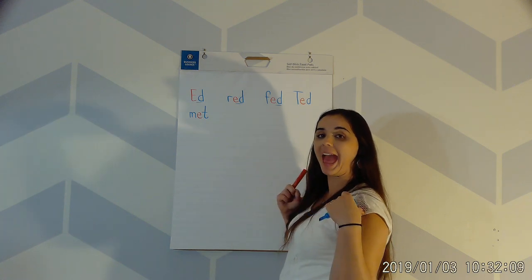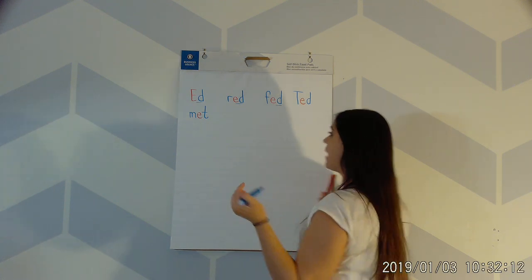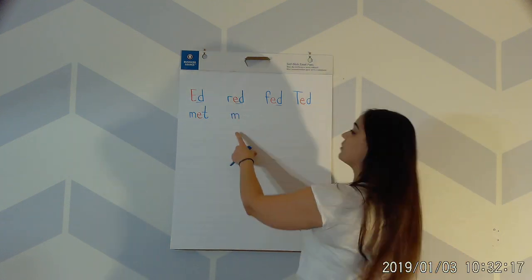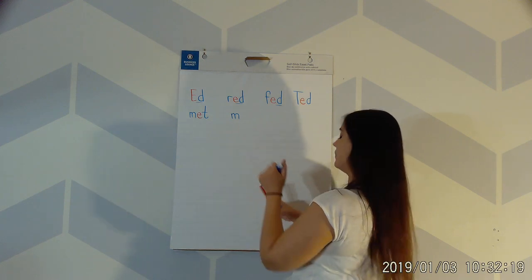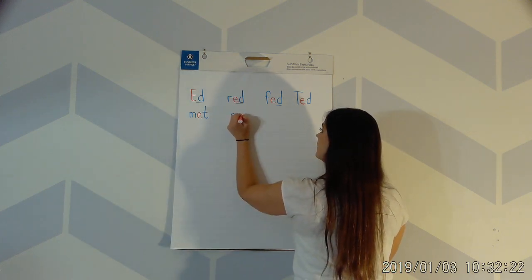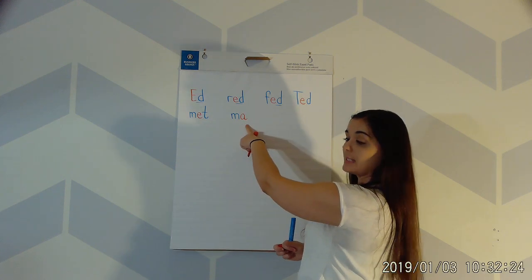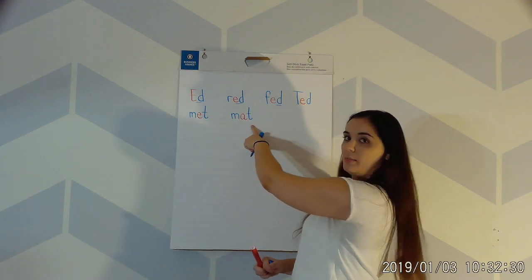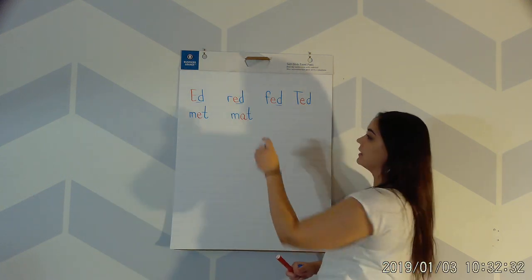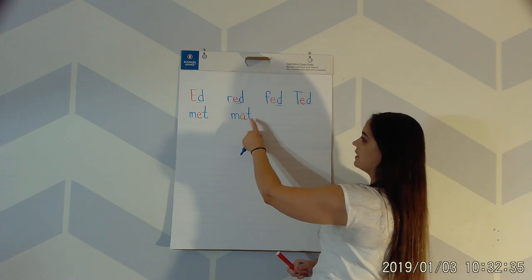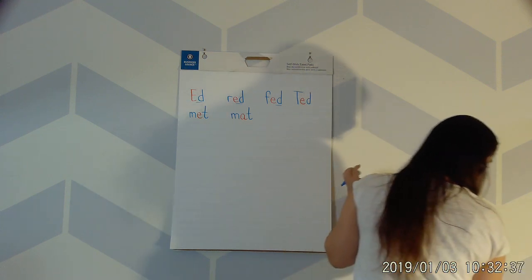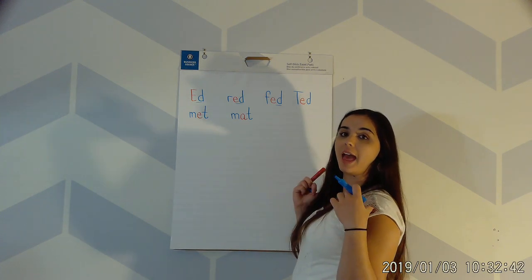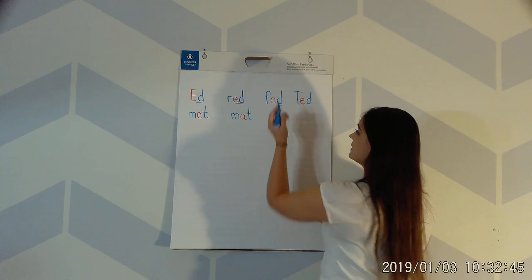Next word. Mat. Mat. M says? Go ahead and shout it out. And A makes what sound? A. And T makes what sound? Ta. Let's blend. A. Ta. Mat. Next word. Pet. P. E. Ta. Pet.